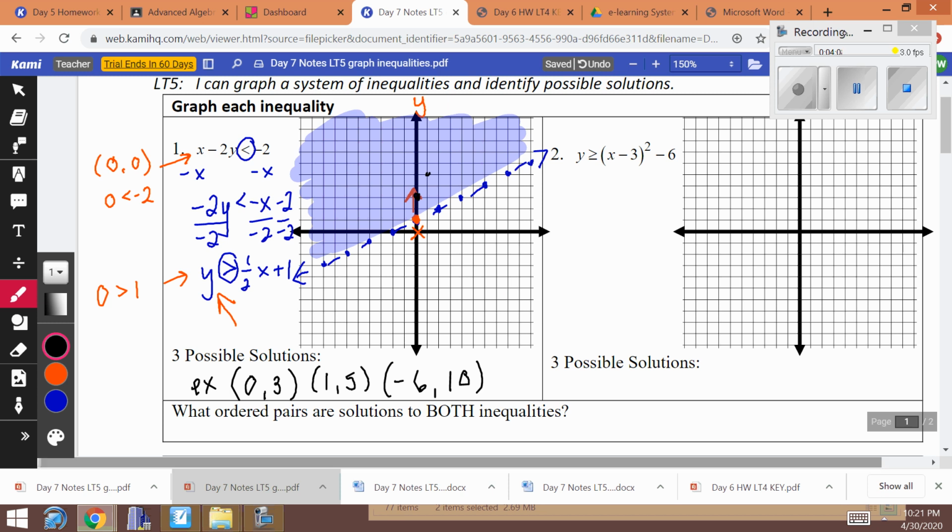All right, what we haven't done so far is graph inequalities with parabolas. But you'll notice they're actually very, very similar. We're going to graph our parabola first. This one's in vertex form, nice and easy.